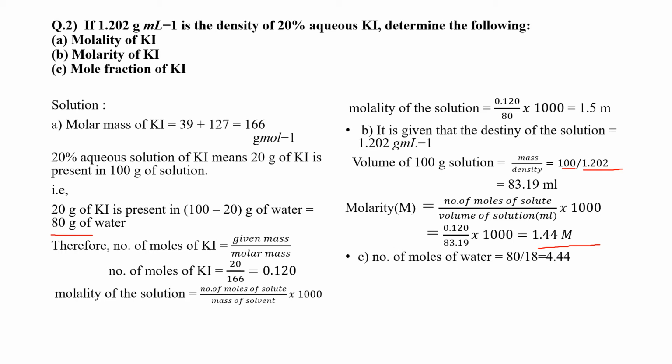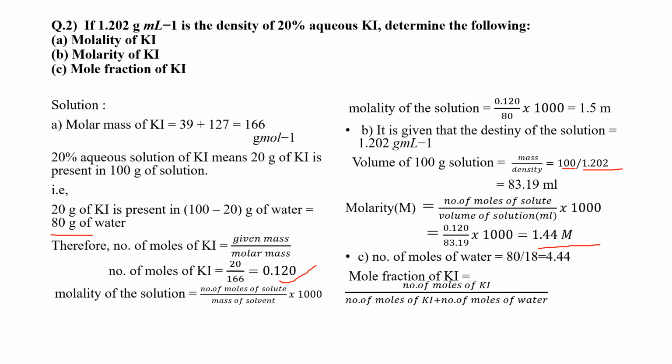Now come to the third part of the question, that is the mole fraction of KI. What will be the mole fraction of KI? How can we find out? For mole fraction we have to find out the number of moles. We have already found the number of moles of KI, but the number of moles of solvent, the number of moles of water, will be equal to again the given mass upon the molar mass, and the given mass is 80 gram, whereas the molar mass of water is 18, equal to 4.44.